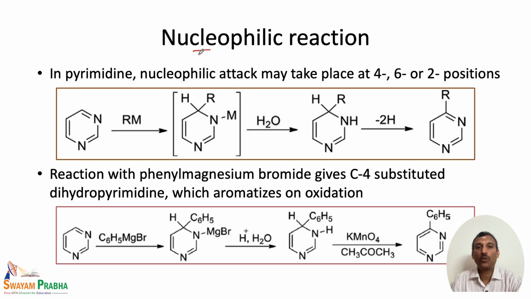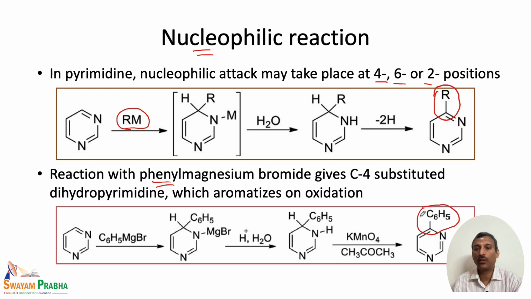And when we talk about the nucleophilic reaction, in the case of pyrimidine, the nucleophilic attack may take place at 4, 6 or 2 positions. So, this is a Grignard reagent or a similar type of reagent, which is the nucleophile which is going to attack the pyrimidine ring, and here this reaction leads to the introduction of an alkyl group as shown here. So, the metal based reaction is an example of a nucleophilic addition reaction, especially reaction with phenyl magnesium bromide as shown here gives a 4 substituted derivative.